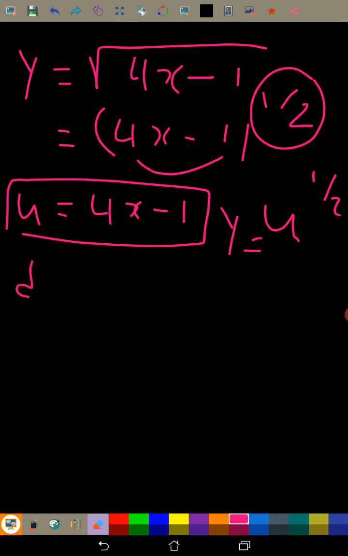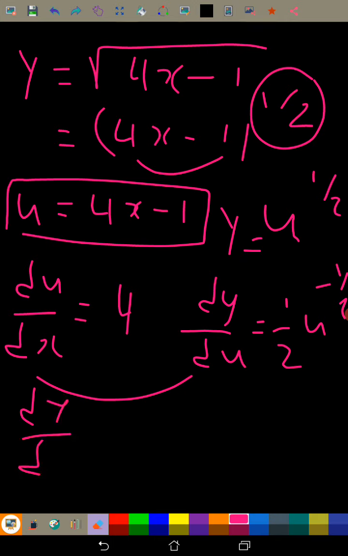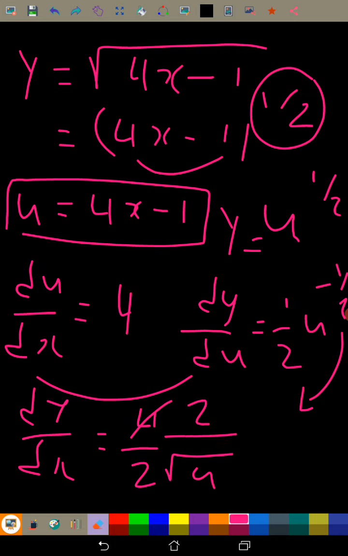So we differentiate this. du by dx, we'll have 4, dy by du, we'll have half u to the minus half, and if we multiply both, we will get dy by dx. We already saw that, so it's going to be 4 divided by 2 root of u, because I'm sending this down, so it's going to be 2 here. So this is the final answer, 2 over root u.